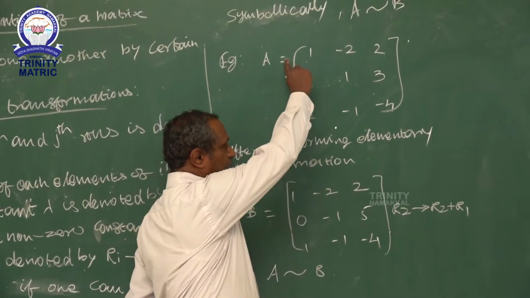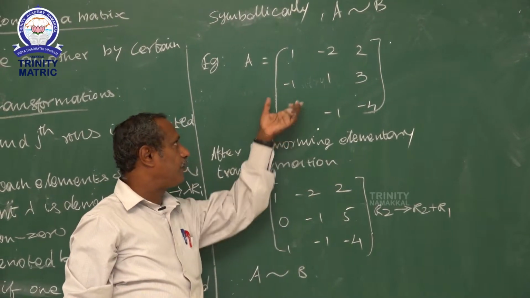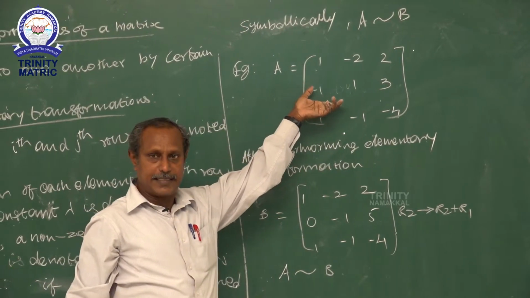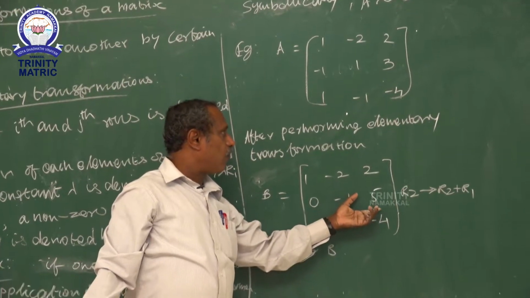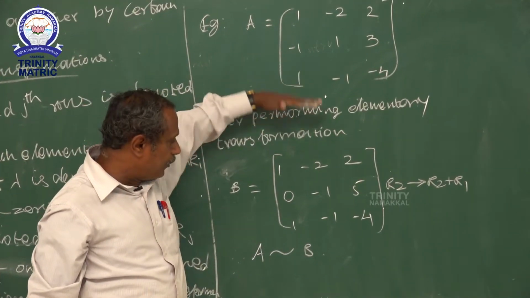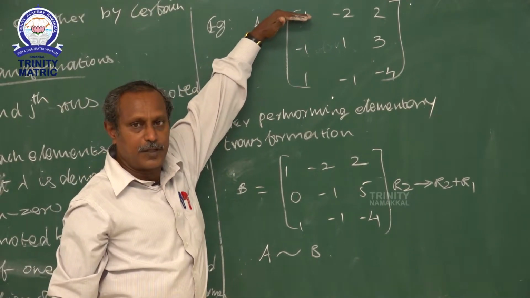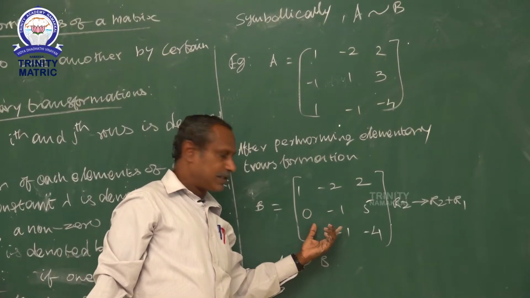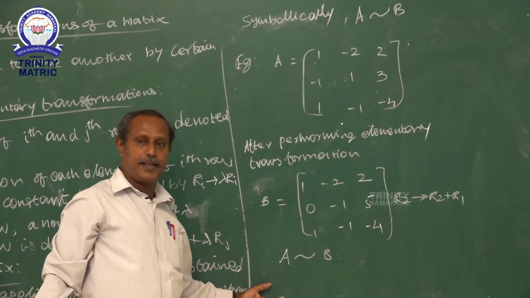I am taking the first row as it is. Now I am changing the second row. The first row of A stays as it is. Then the second row is converted by adding the first row of matrix A to the second row of matrix A. So we get the new matrix. That is the idea of equivalent matrix: A is equivalent to B.